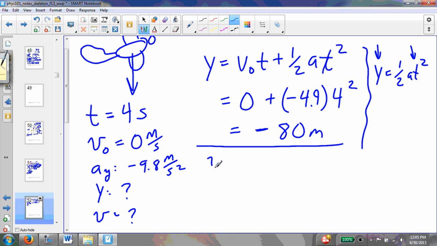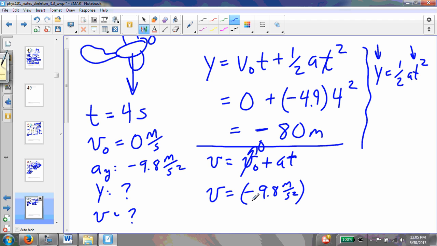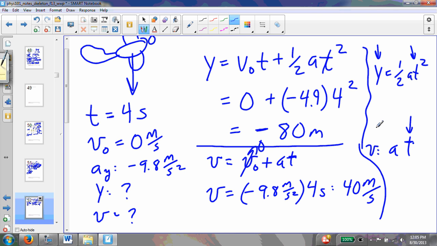Let's see if it does the same thing to the velocity. Velocity is equal to v naught plus at. V naught is 0. So my final velocity is just going to be minus 9.8 times t, which was 4 seconds, 40 meters per second.